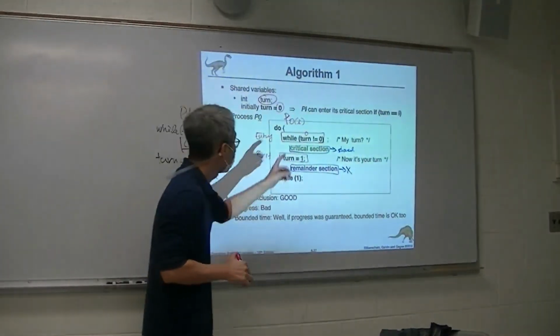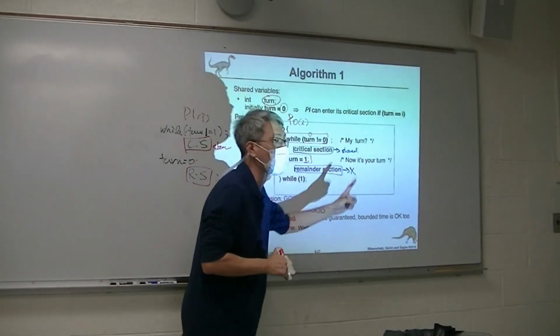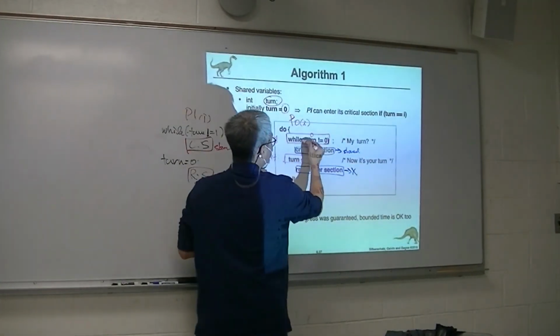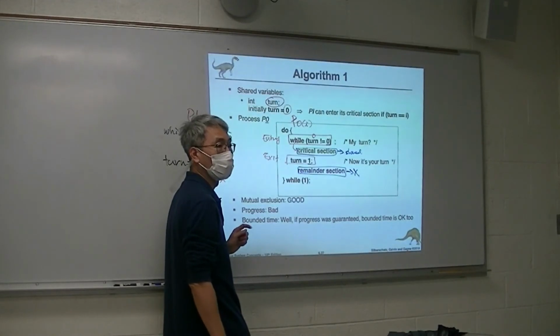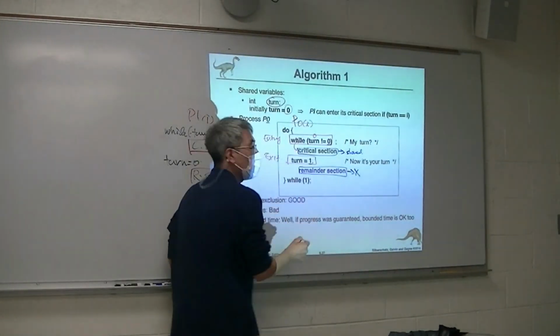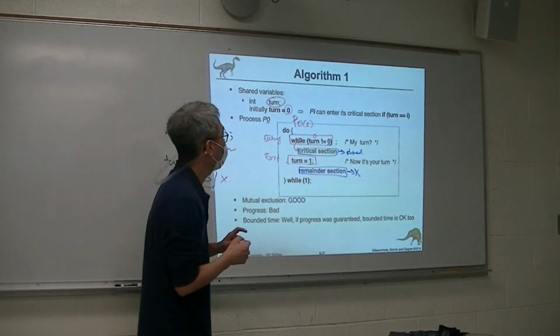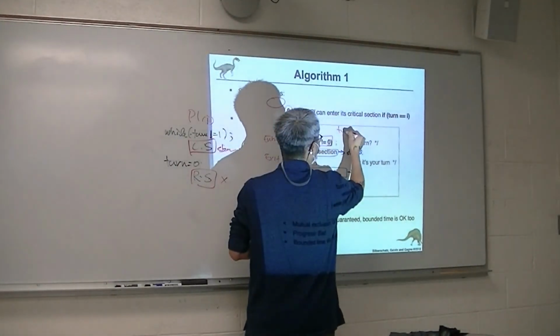It's false. 0 is 0, but the 0 is not 0. It's false. False means you can get out of the while loop. Okay, then enter the critical section. Okay, right now time is 0.